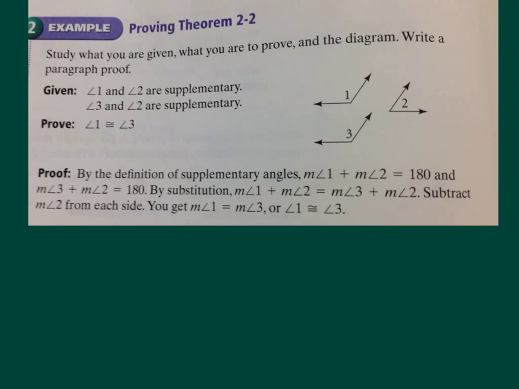Well, as you can see in the paragraph proof below, if two angles are supplementary, they've got to add up to 180. So 1 and 2 have to add up to 180, and 2 and 3 have to add up to 180. Then by the substitution property, we could say 1 and 2 have to equal 2 and 3. And then when we subtract angle 2 from each side, we get angle 1 congruent to angle 3. This concludes lesson 2.5.